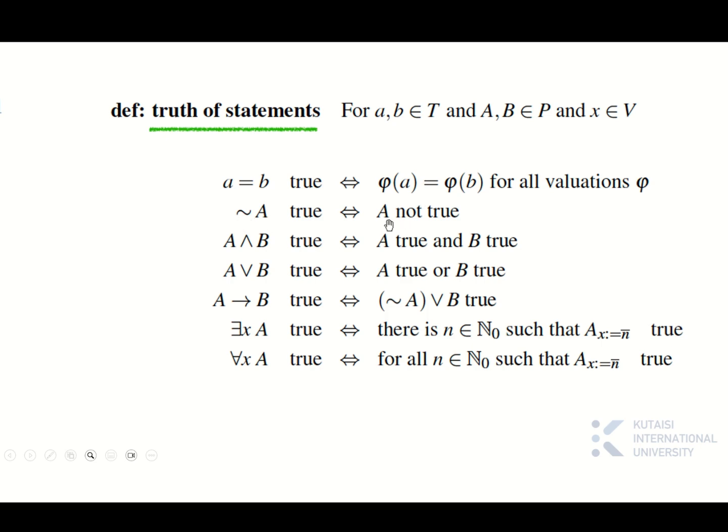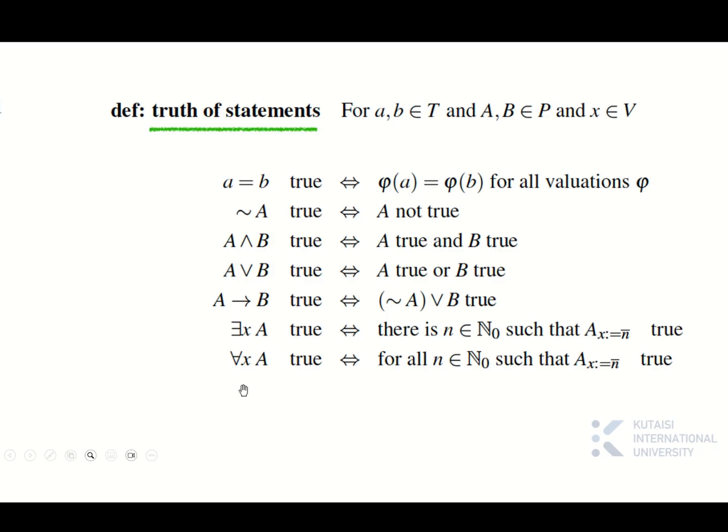This string is true if A is not true. This string is true if A is true and B is true. A is true or B is true. This is true if not A or B is true. And this string here, I will say, is true if there exists a natural number such that when I plug in that natural number for x in A, the statement is true. So before I was talking about these things as if they were these things. But now I'm making a clear distinction. What is syntax and what is semantics? This is semantics. This is purely syntax.